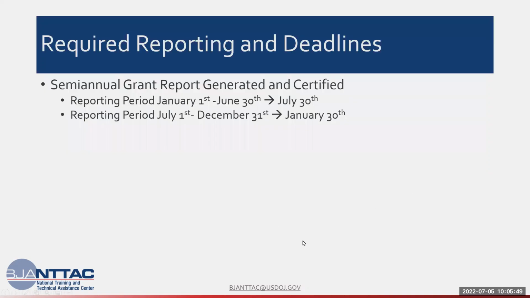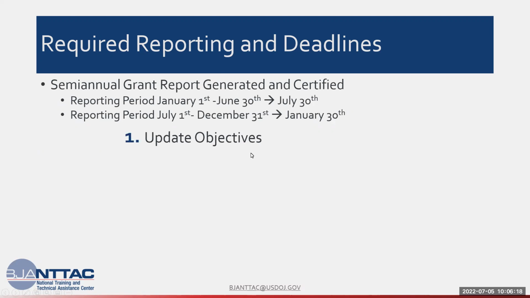Semi-annual grant reporting is required twice a year. The first is for the reporting period that runs January 1st through June 30th, and the report is due on July 30th. The second is for the reporting period that runs July 1st through December 31st, and the report is due on January 30th. There are several steps that need to be completed in the BJA TTARP in order for semi-annual grant reporting to be completed.